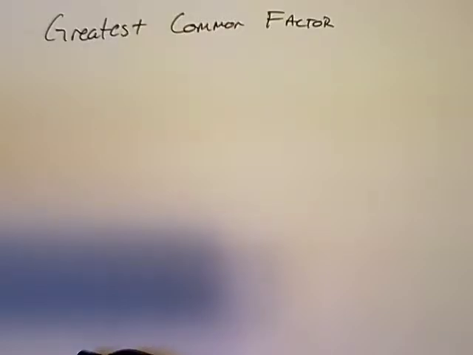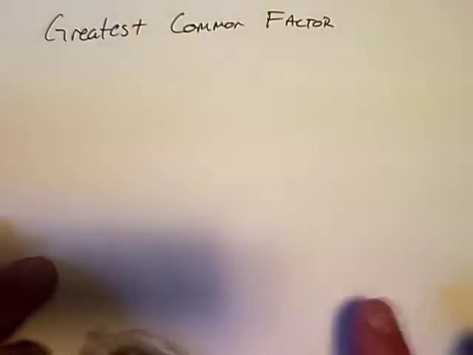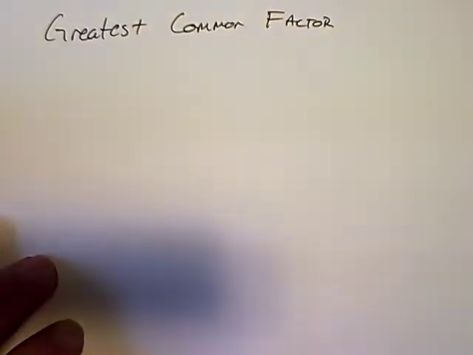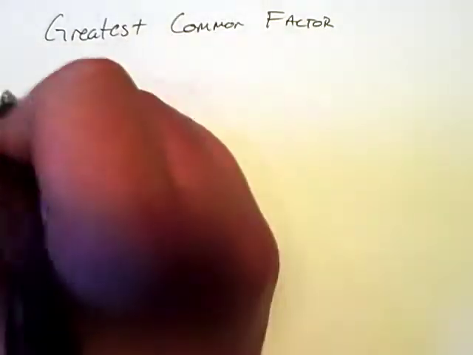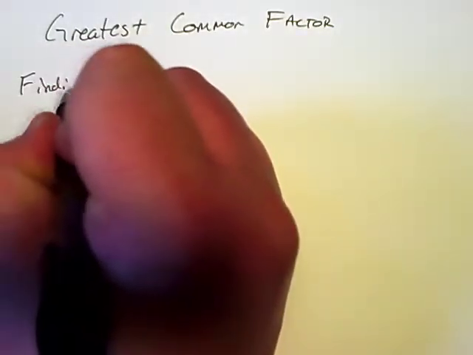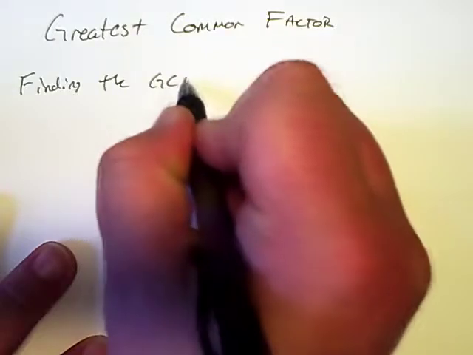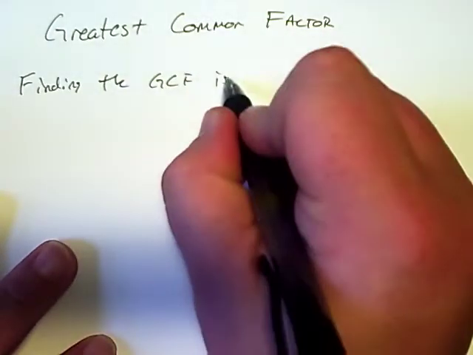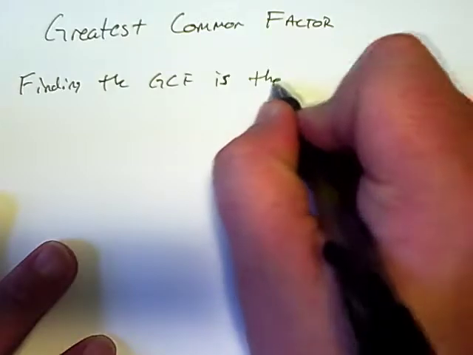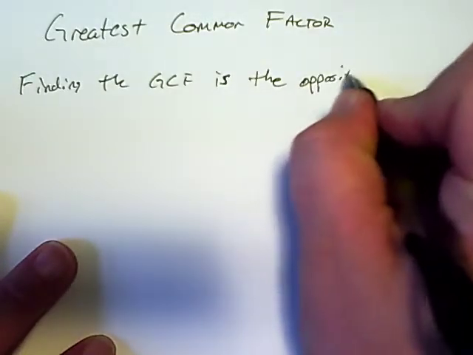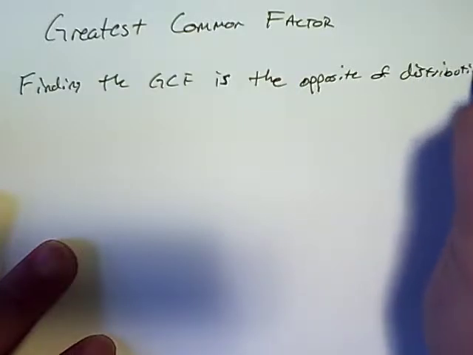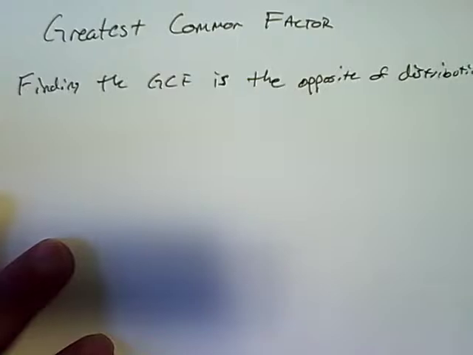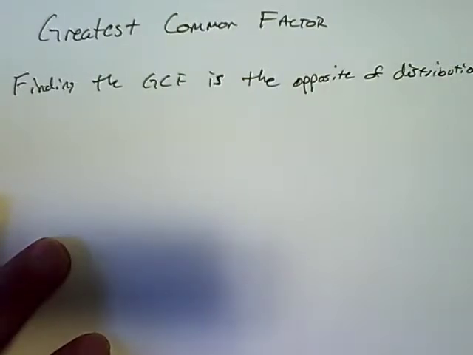All right, so this is factoring the greatest common factor. Our big goal here, obviously, is to be able to find the greatest common factor. But just note that finding the GCF is the opposite of distribution. All right, so you know what distribution is. This is going to be the opposite of distribution.